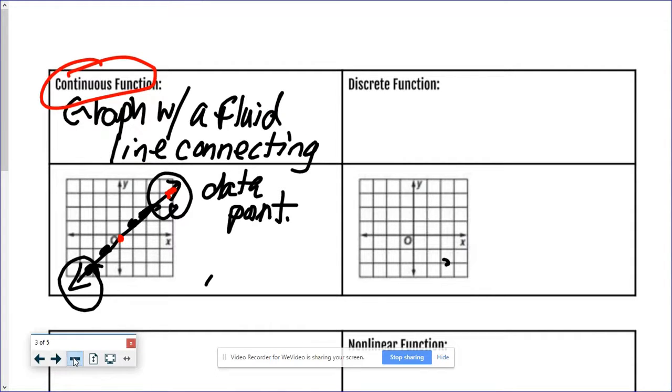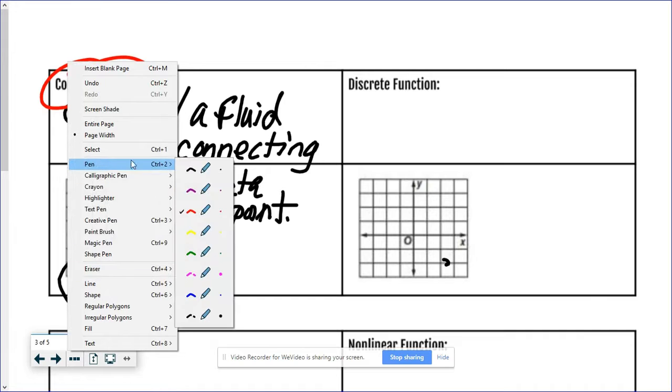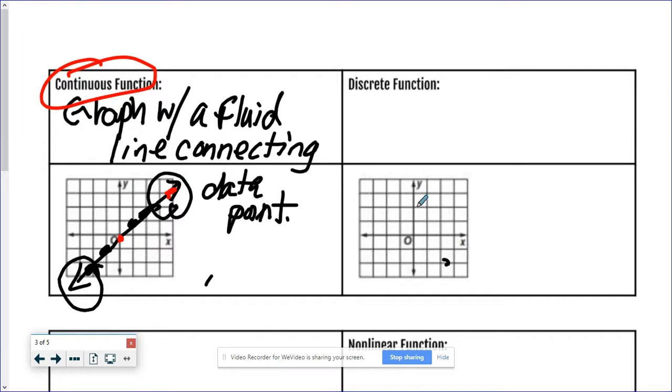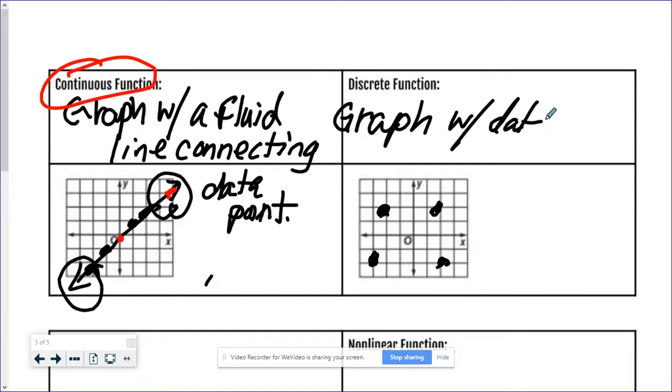A discrete function is going to be the opposite of that. So I'm still going to have data points, but this time I'm not going to connect my dots. So if I had a dot here, and a dot here, and a dot here, and a dot here, I am not going to connect them. So a graph with data points not connected.